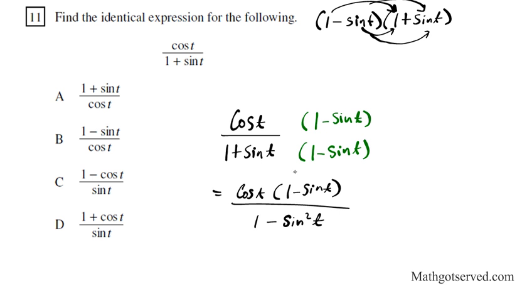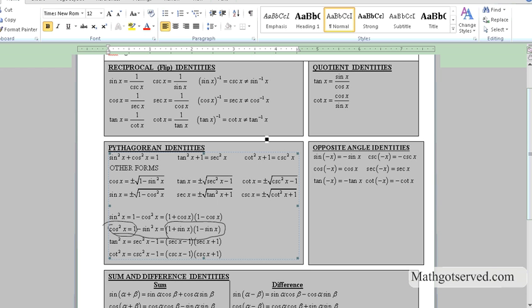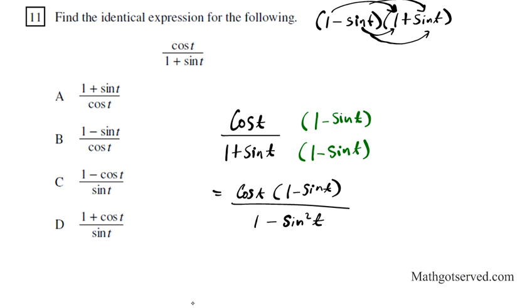If you don't want to waste time FOILing it out, you can simply refer to your table of trig identities. It tells you clearly that 1 plus sine t times 1 minus sine t equals 1 minus sine squared t. So you can just use this as an identity, as a shortcut. All right, so that's what we have.